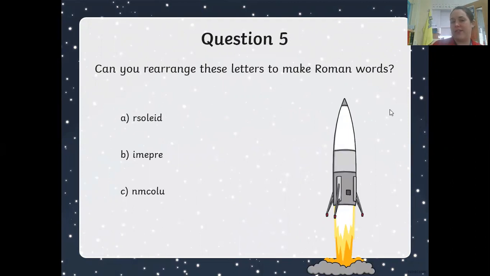Question 5. Got some anagrams here. Can you rearrange these letters to make Roman words? So these are 3 words that we have used in our topic lessons. What do you think those words might be if you rearrange the letters? Pause the video and have a think. Okay, if you managed to solve that challenge, well done, I'm impressed. The first one was soldier, the second one was empire, and the third one was column.